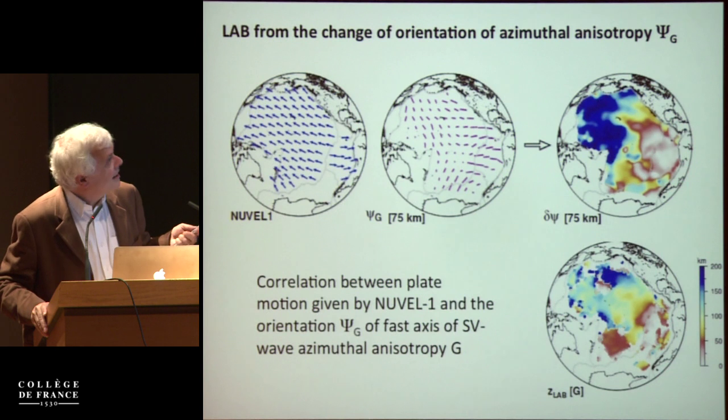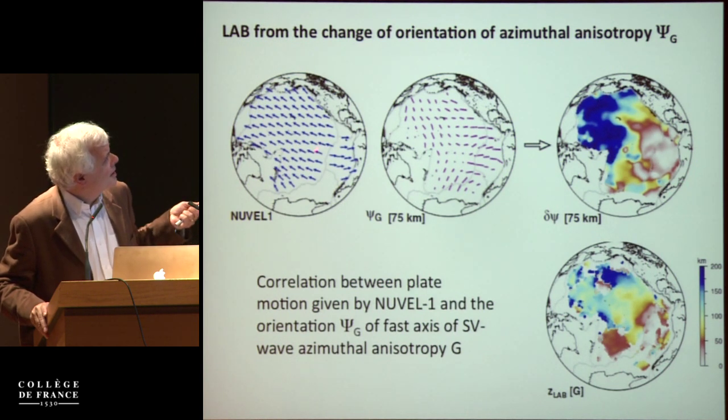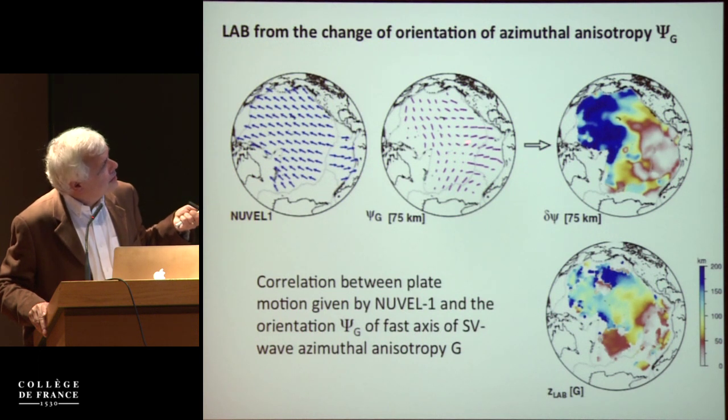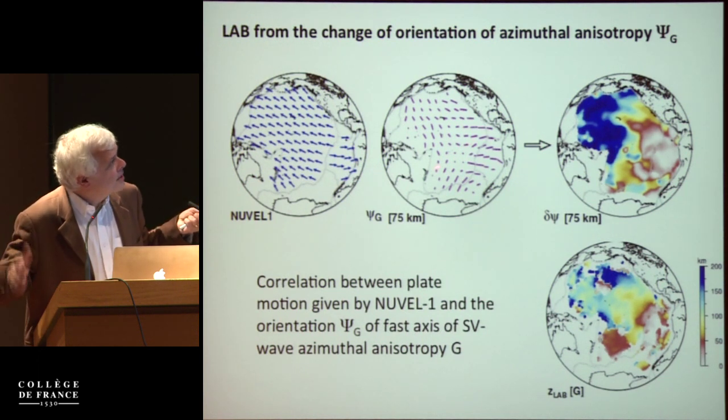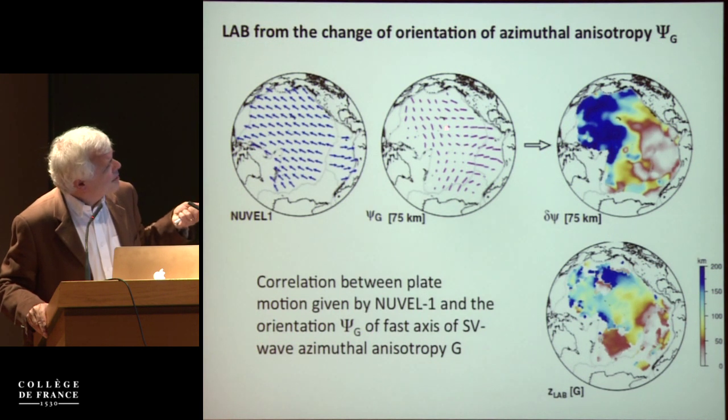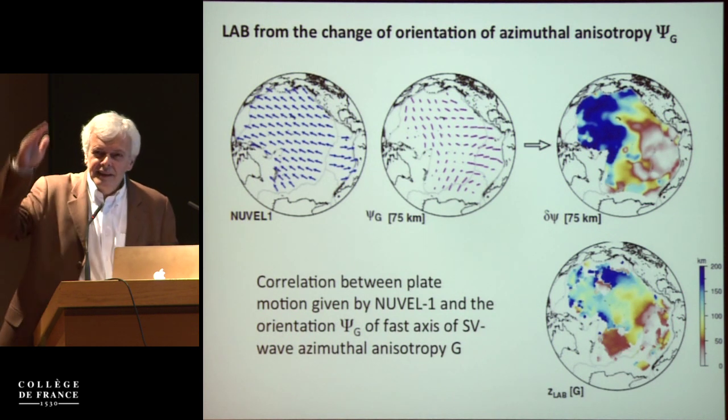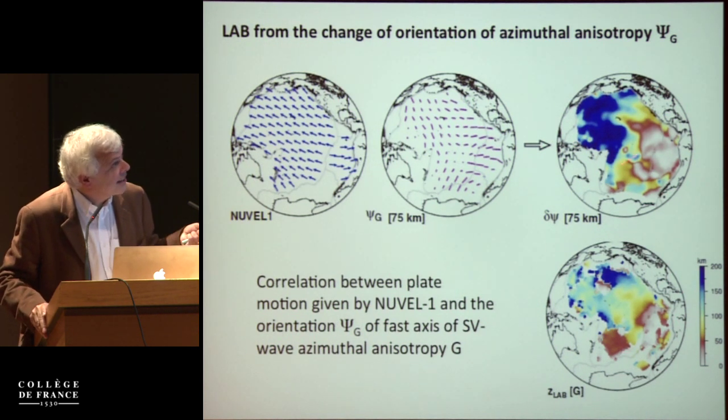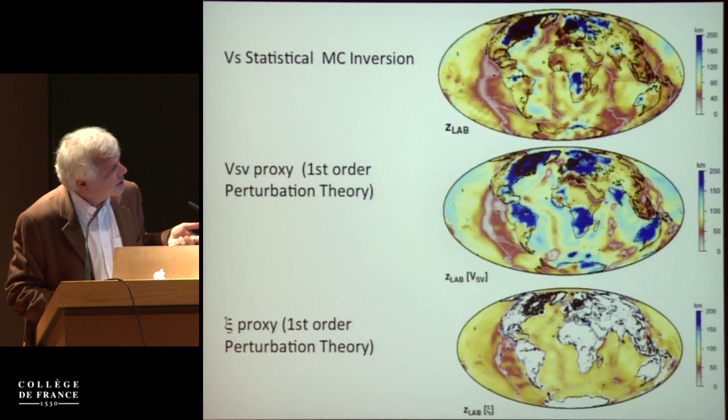Now, if we consider azimuthal anisotropy, we can also use the difference of orientation between plate motion and orientation of azimuthal anisotropy, and we can see how this azimuth is varying. And from the change in the orientation, we find that we can also have access to something, a proxy of the lab probably, and I will show you some maps. But it doesn't work everywhere because in some places, for example in young oceans, we have no depth variation, so we cannot have access to the lab from this information.